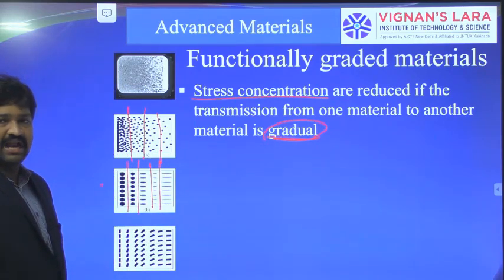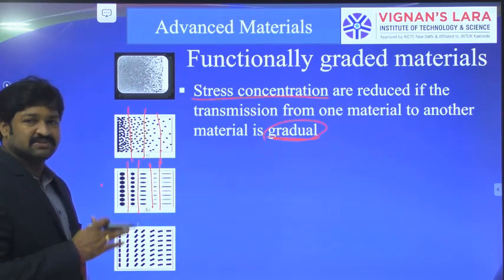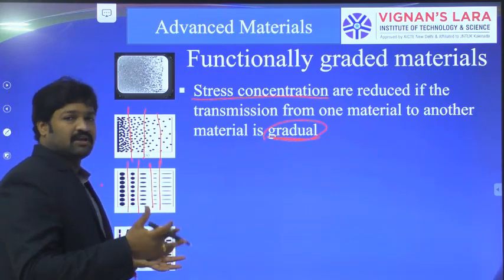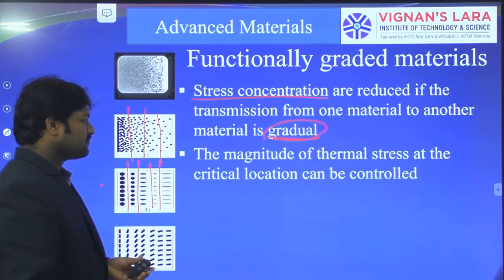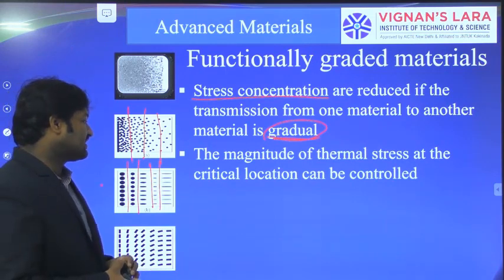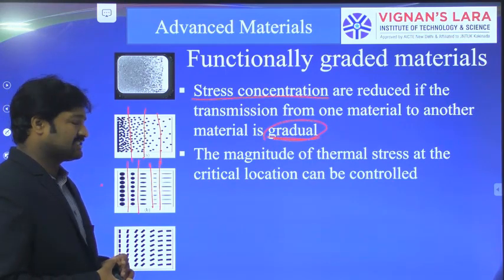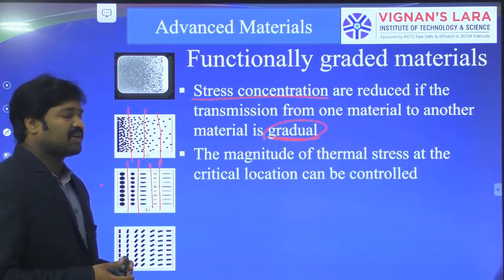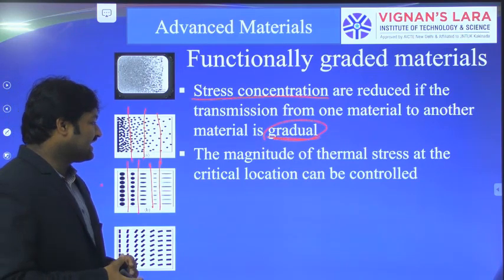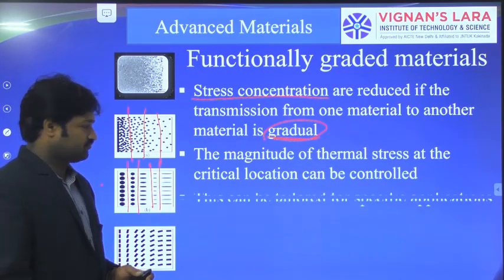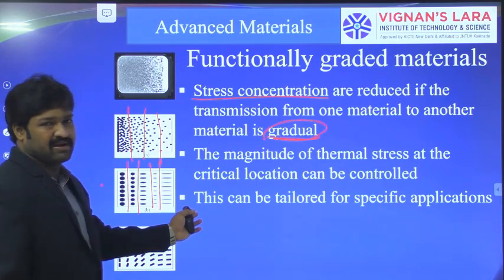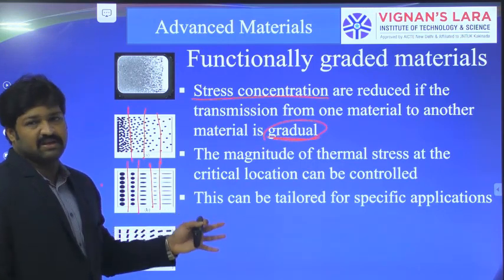The transition is gradual from one material to the other, so that the stresses are less. The magnitude of thermal stresses at the critical locations can be controlled. The magnitude, in the sense the values of the thermal stresses at the critical locations, can be controlled. This can be tailored. This means functionally graded materials can be tailored for specific applications.